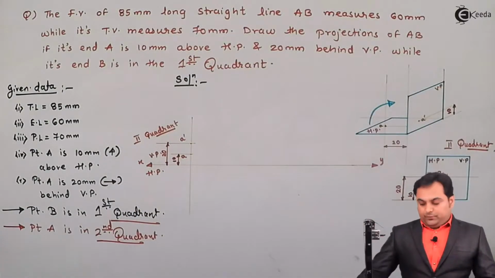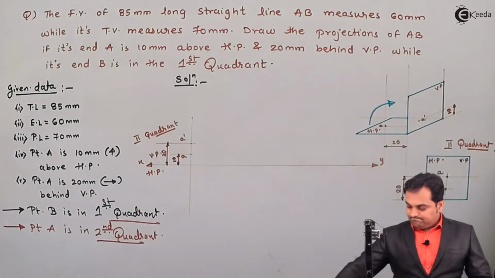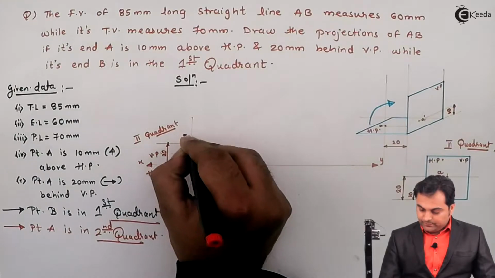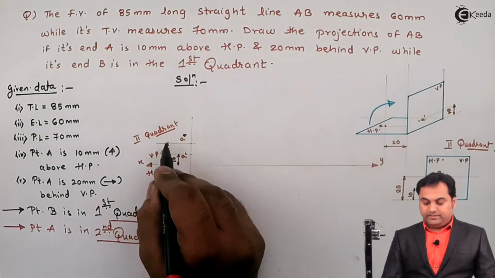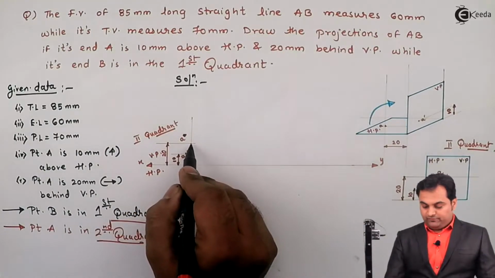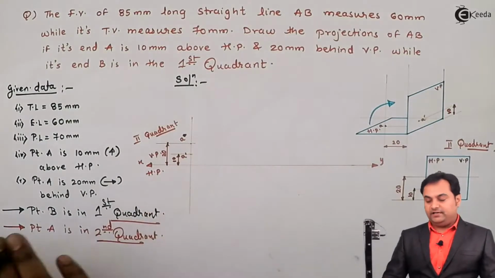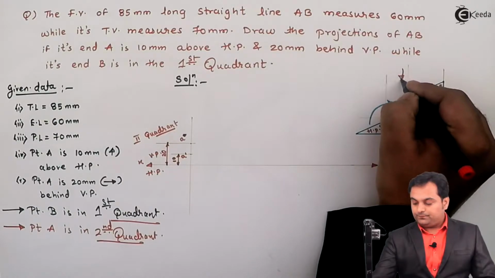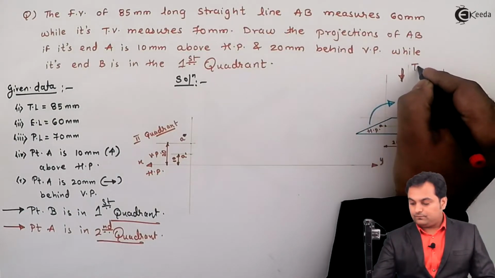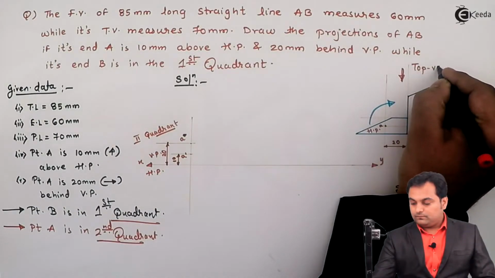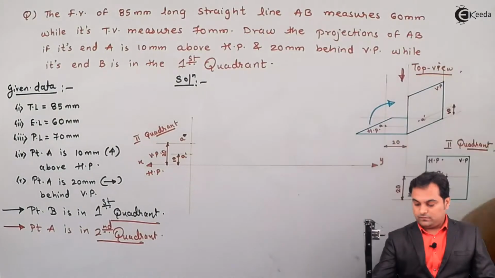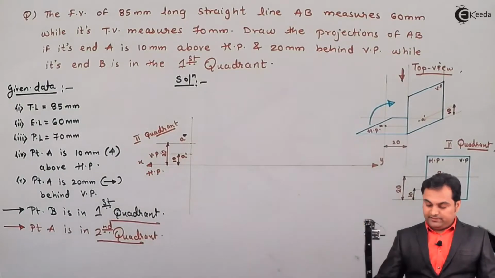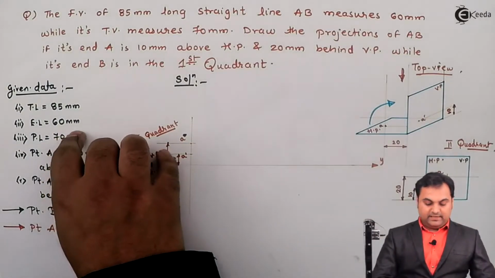Now after locating point A, here A dash is at 10 distance and this is point A, not A dash. So this 20 location of point A, which is behind VP, that distance is visible from the top. So I'm going to draw the top view from A and front view from A dash. EL and PL are given.